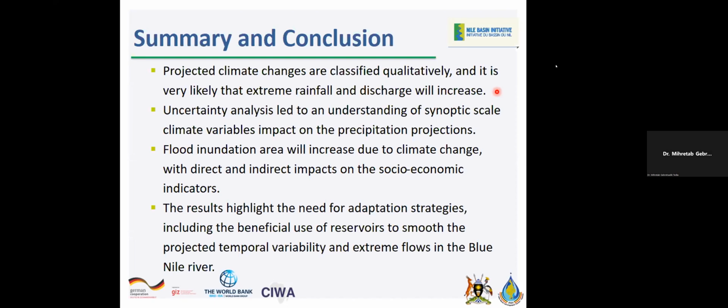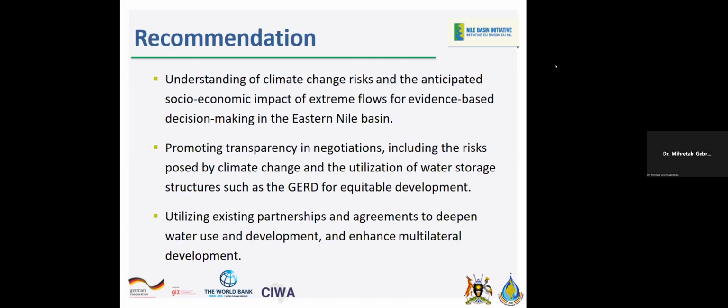And our recommendation or message for deepening the Nile cooperation are understanding of climate change risks and the anticipated socioeconomic impact of extreme flows for evidence-based decision-making in the Eastern Nile Basin, and promoting transparency in the negotiation, including the risk posed by climate change, and the beneficial use of water storage structures, such as the GERD, for equitable development, and utilizing existing partnerships, such as the Nile Basin Initiative and agreements such as the Declaration of Principles and the CFA, to deepen the water use and development and enhance the multilateral development in this basin.